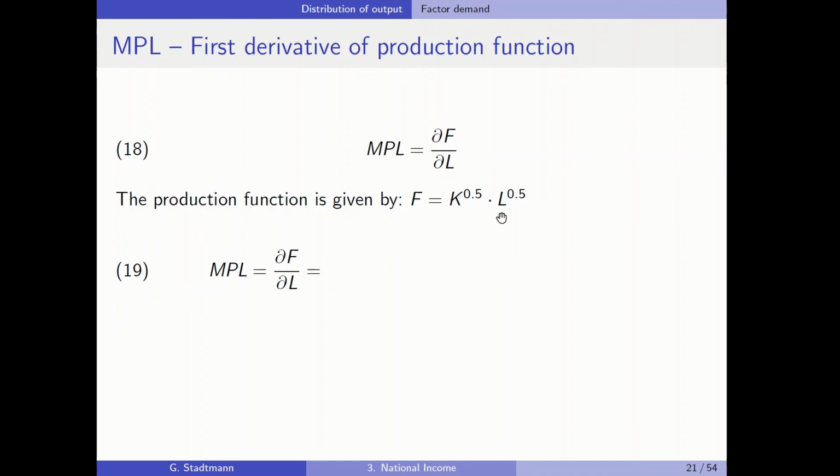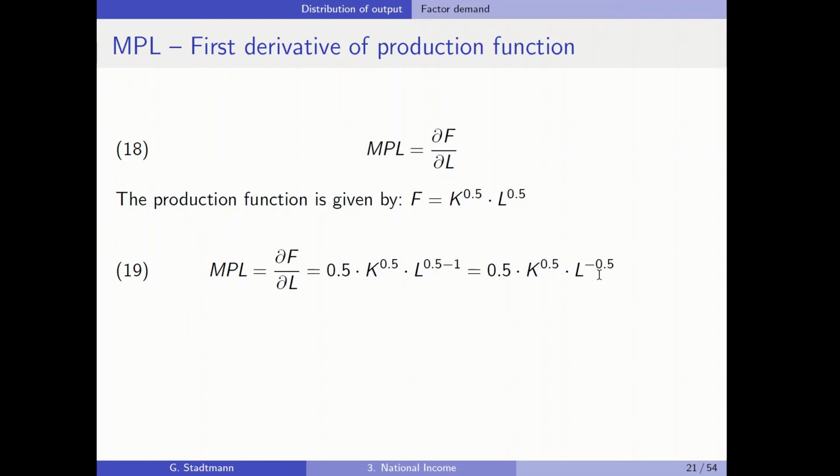And now when we differentiate with respect to L, the well-known formula for creating the first derivative is we should take the exponent and write the exponent in front of the expression, and afterwards we should reduce the exponent by 1 unit. So we take the exponent, write it in front of the expression, and then reduce the exponent by 1 unit. So we get for the marginal productivity of labor 0.5 times k to the power of 0.5, and then L to the power of minus 0.5.